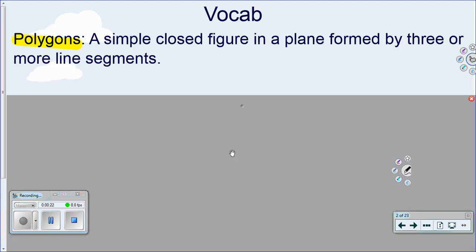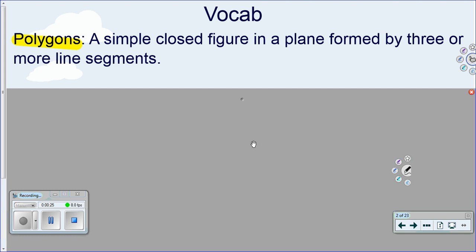The first vocabulary word is a polygon. A polygon is a simple closed figure in a plane formed by three or more line segments. Examples of polygons are triangles, quadrilaterals, pentagons, hexagons, and so on and so forth. There are many different types of polygons that we're going to talk about this lesson.